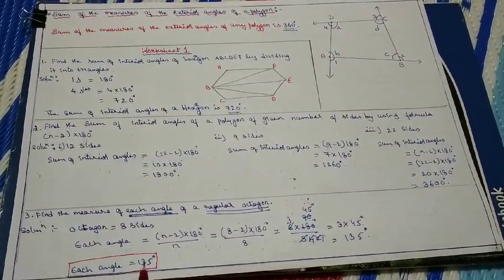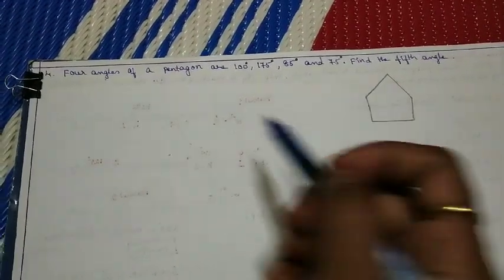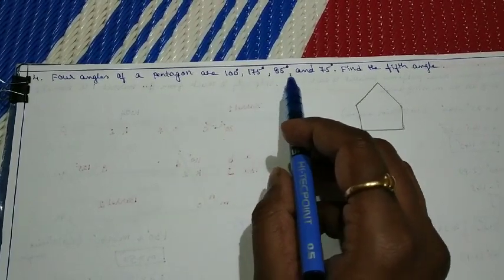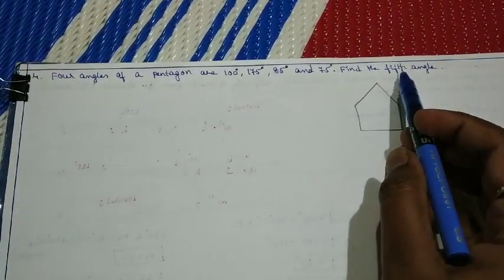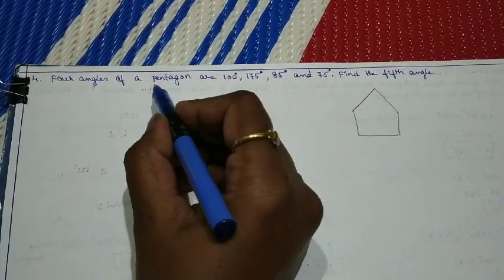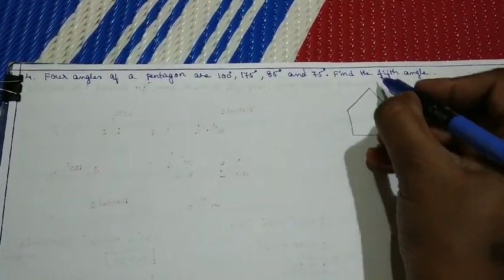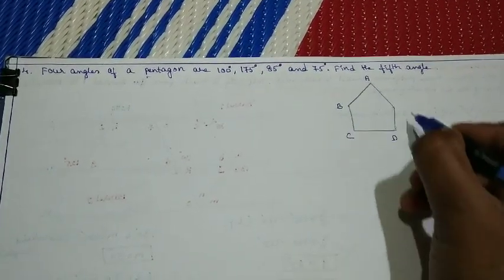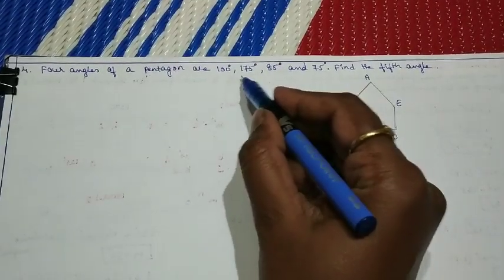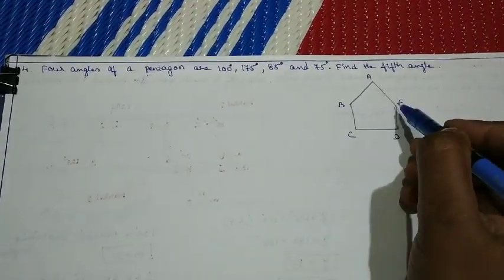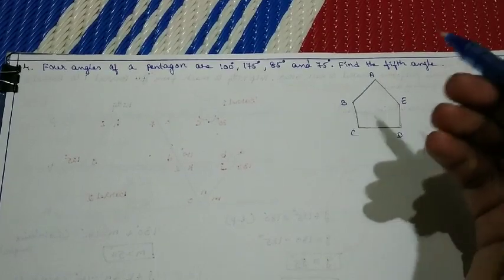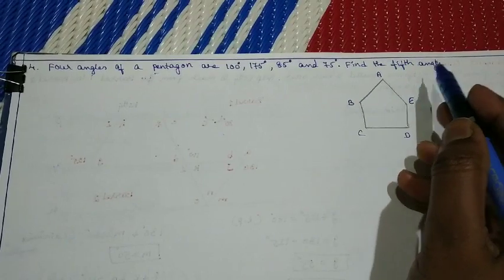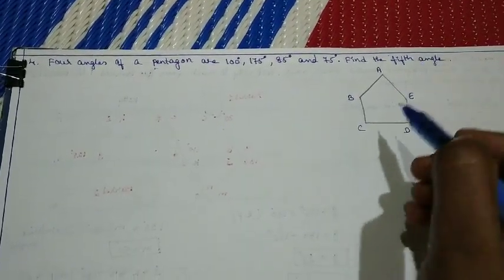Now let me move to the fourth question, children. Fourth question: 4 angles of a pentagon are 100 degree, 175 degree, 85 degree and 75 degree. Find the fifth angle. We know that penta is nothing but a 5 sided polygon. A 5 sided polygon is said to be a pentagon. So here the measures of 4 angles are given and the fifth angle's measure is not given. The question is asking us to find it.